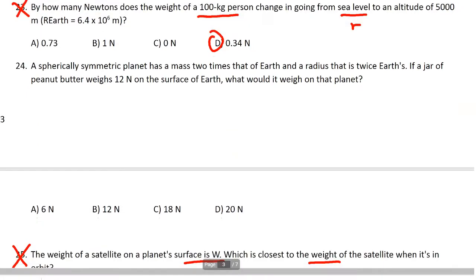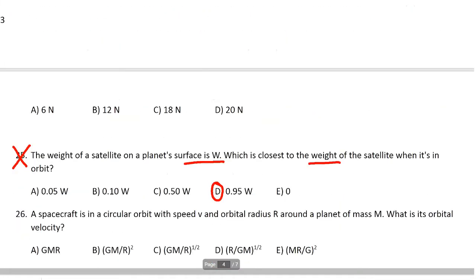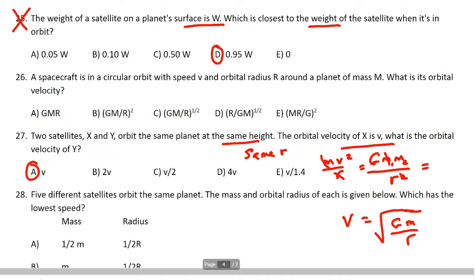And I think, oops, no, we're going to go to 27. We're going to skip all the way to 27. Two satellites at the same height.